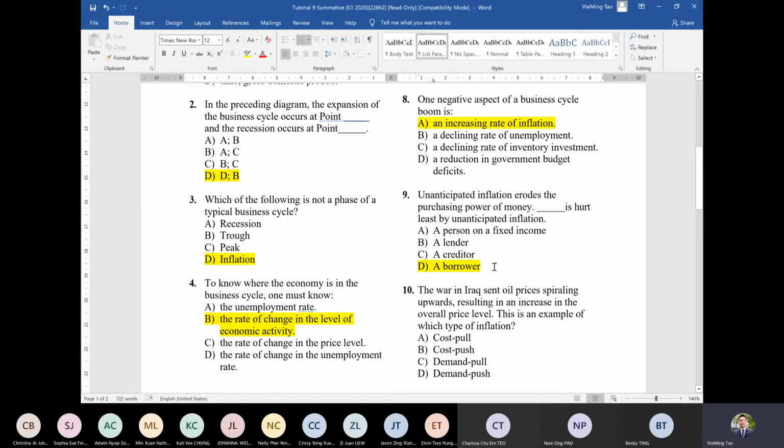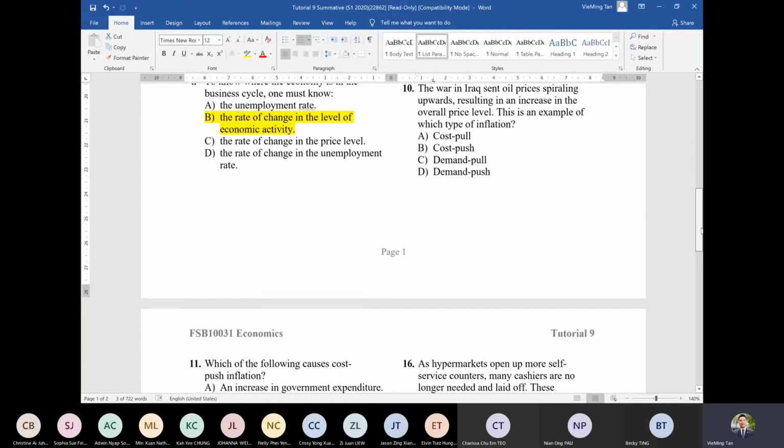Why? Because during the inflation time, the value of money is reducing. That means the repayment value that needs to be paid by the borrower will reduce in the future, which is good for a borrower. Inflation is not good for those who receive fixed income. Lender and creditor are the same meaning, and they don't get the benefit during inflation because they receive lesser value of money from the borrower for repayment. So the best answer is D, Denmark.